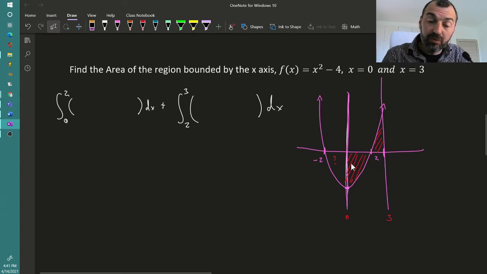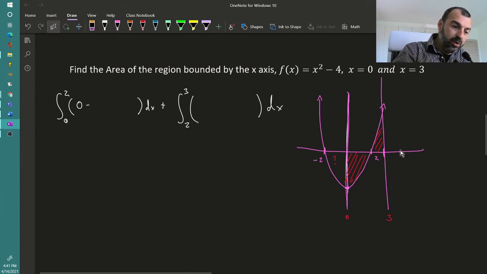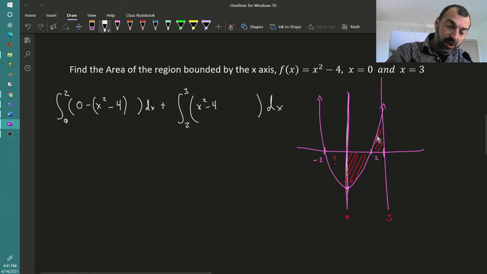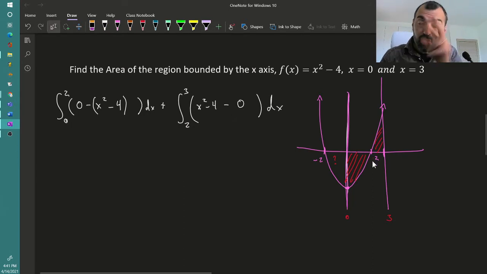And now we're going to use our regular upper function minus lower function. What is the equation of this function? This is y equals 0. So it's 0 minus the lower function, which is x squared minus 4. Now, for this one, my upper function is x squared minus 4, and my lower function is 0. So we've switched games. Here my upper function is the x-axis, and over on this area my lower function is the x-axis. That's why this 0 goes over here in this case, and over here in this case.